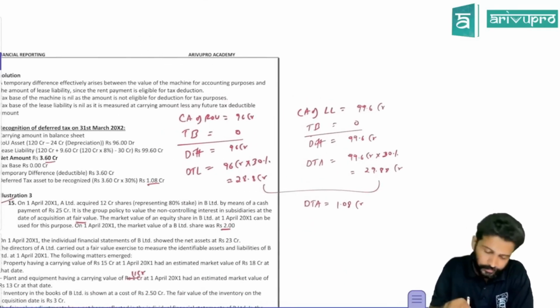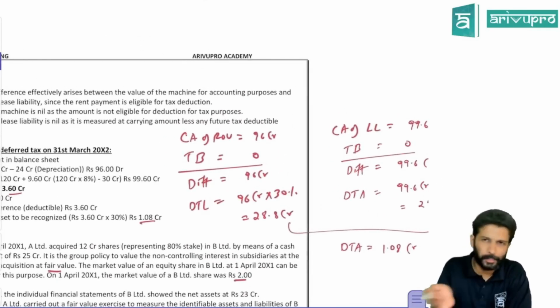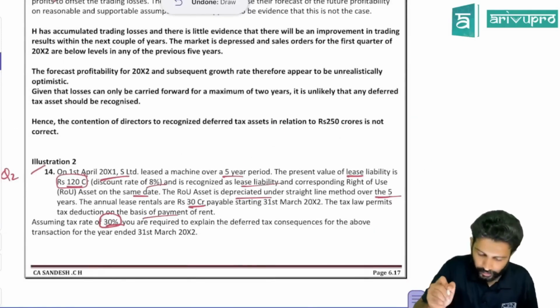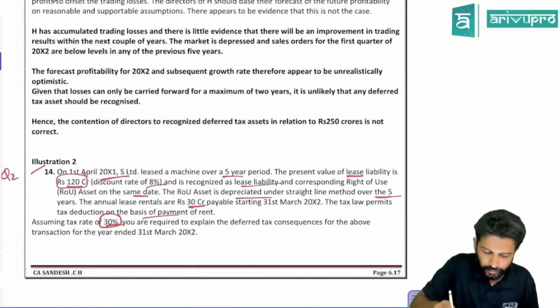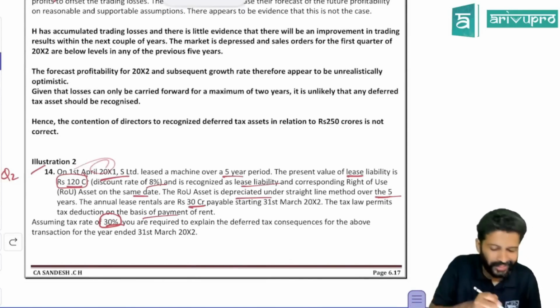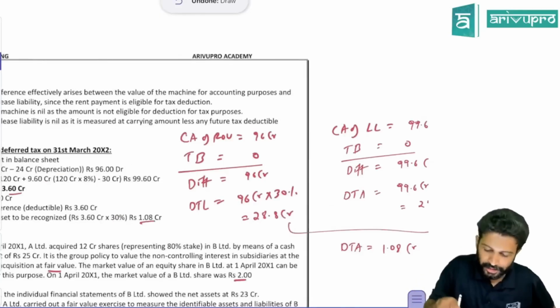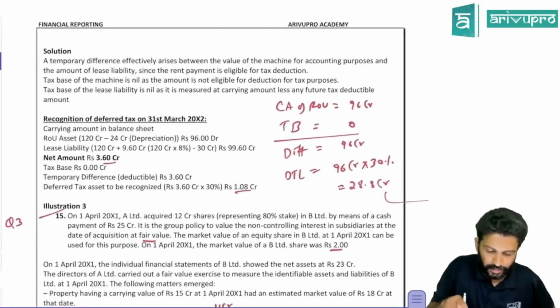There are multiple ways to do this. First I'll show you like this, then a simpler way. One is the carrying amount of ROU. How much is that? 96 crores. They have only given that, whereas for the ROU, I think this was the beginning of the year. We create DTA and DTL at the end of the year. Initially the lease liability was 120 crores. That means at the end of the year, how much will it be, sir?